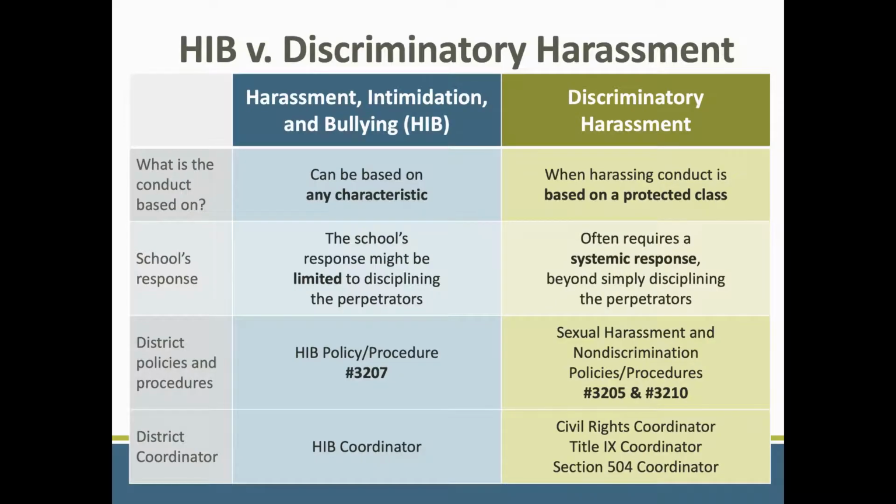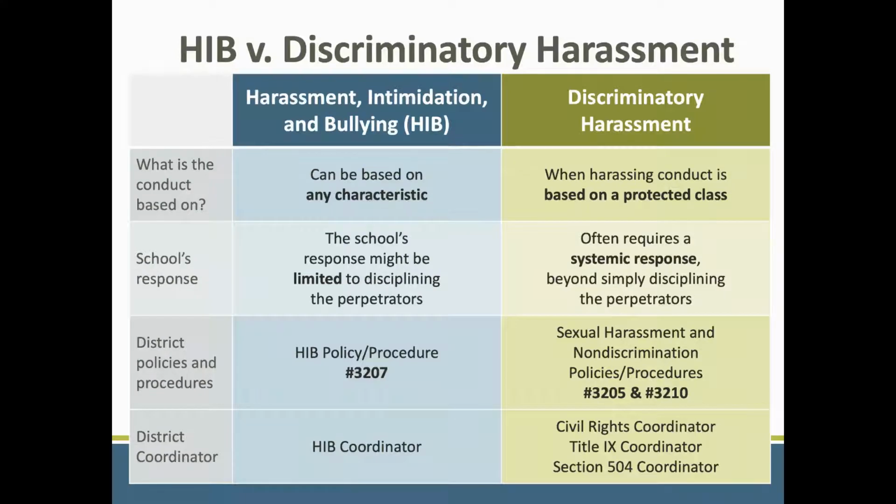Let's review some of the differences between bullying under the HIB policy and discriminatory harassment. A key distinction between bullying and discriminatory harassment is what the conduct is based on or motivated by. HIB, bullying, can be based on any characteristic, including, for example, height or weight. Discriminatory harassment, that same type of behavior, can become a form of discrimination when it is based on a protected class. Example: sex, race, religion, sexual orientation.